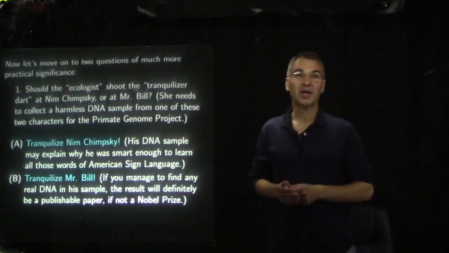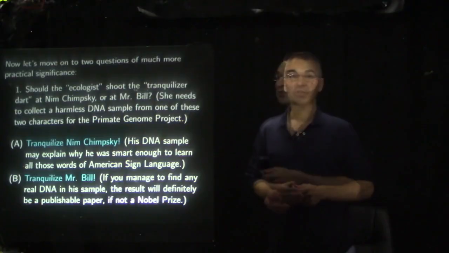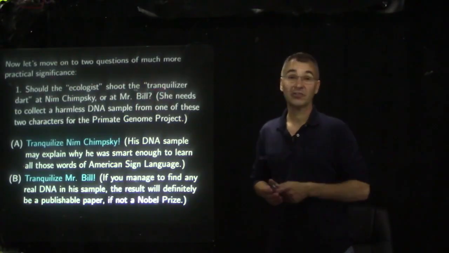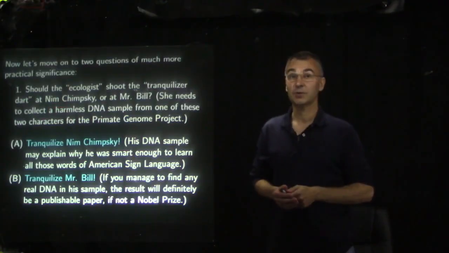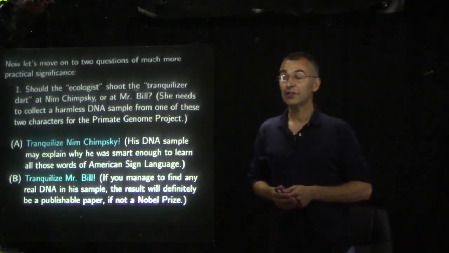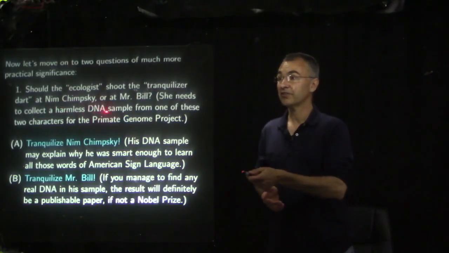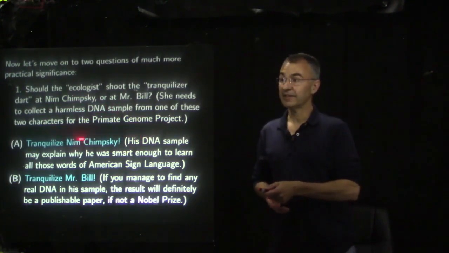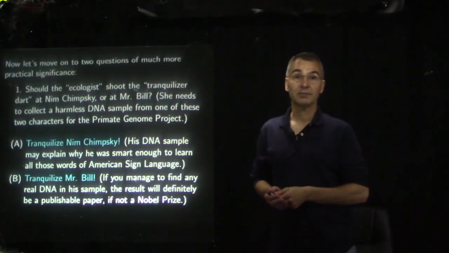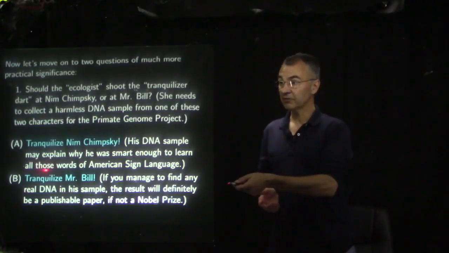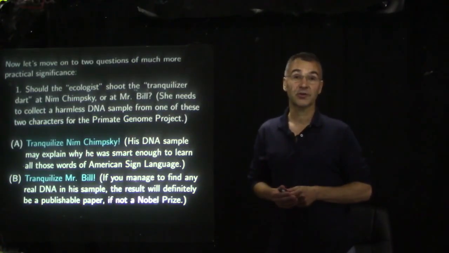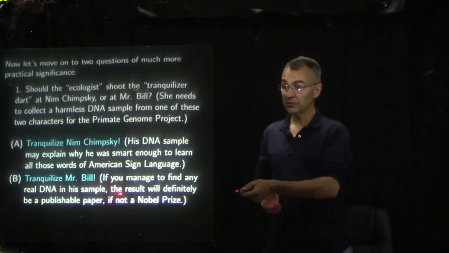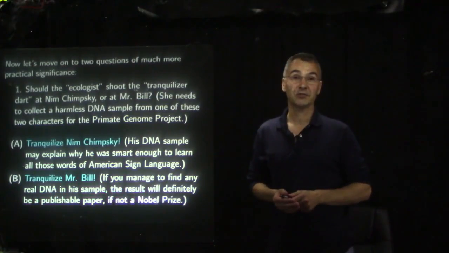Now I need to pause for a moment to ask you a question of tremendous practical importance. Should we leave the story intact so that the ecologist shoots the dart gun, which just contains a harmless tranquilizer, at the monkey, whom we might nickname Nim Chimpsky? Or should the ecologist instead collect a harmless DNA sample from the old Saturday Night Live cartoon character Mr. Bill? And I can add that collecting a DNA sample from Nim Chimpsky while he's out eating bananas in the tree might explain why he was smart enough to learn all those words of American Sign Language, if you saw the movie. Or, if we tranquilize Mr. Bill, if we actually manage to find any real DNA in the sample from Mr. Bill, the result will definitely be a publishable paper, if not a Nobel Prize.